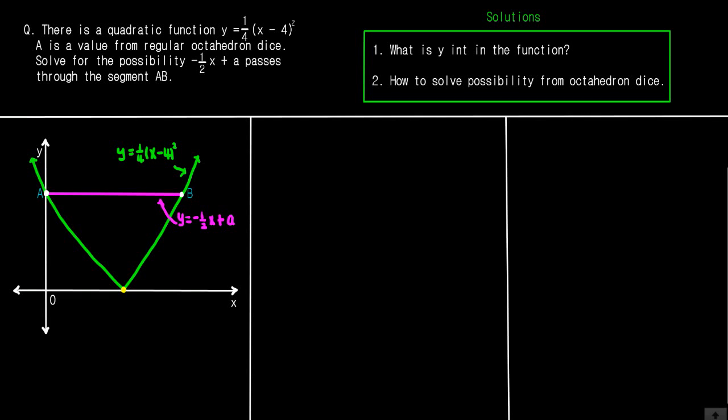There is a quadratic function y is equal to 1 over 4 times (x minus 4) squared. A is a value from a regular octagon dice. Solve for the possibility that y equals minus 1 over 2x plus a passes through the segment AB.